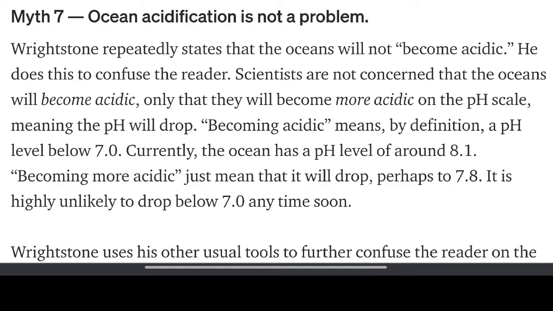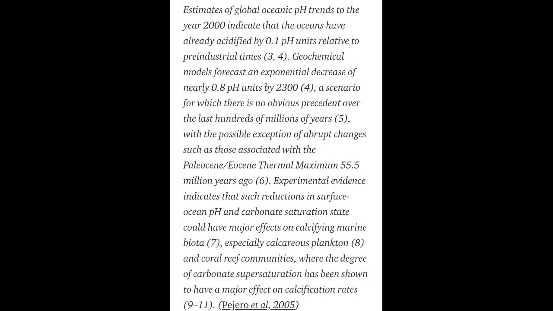Here we're going to just read a little bit. Estimates of global ocean pH trends to the year 2000 indicate that the oceans have already acidified by 0.1 pH units relative to pre-industrial times. 0.1 pH units. Again, what is this? What does it mean? Is it catastrophic? Probably not.